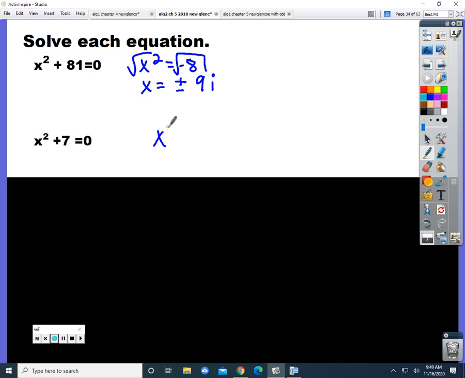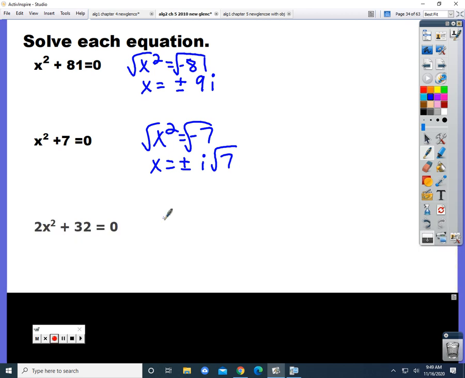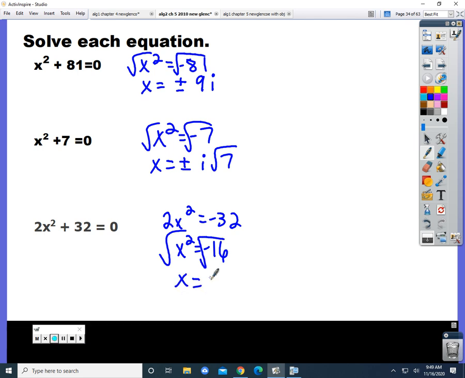Subtract the 7 on this one. Square root it, plus or minus. Here your i comes out, the 7 stays, it's not a perfect square, but the i always sits in front of the radical, so that's something you got to get used to. And then the last one, subtract 32. Divide both sides by 2, and then take the square root. And it's 4 plus or minus 4i.